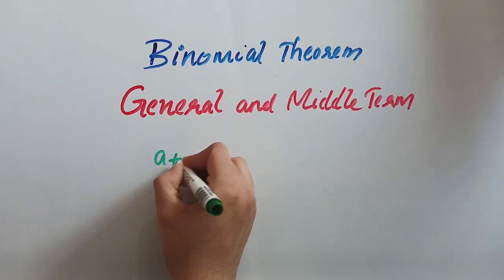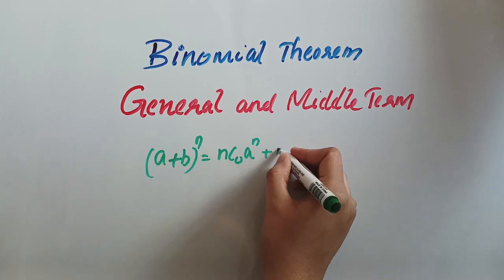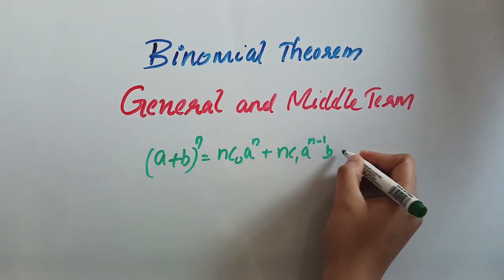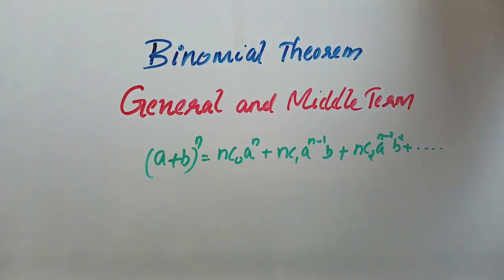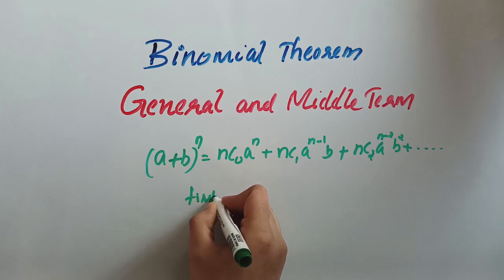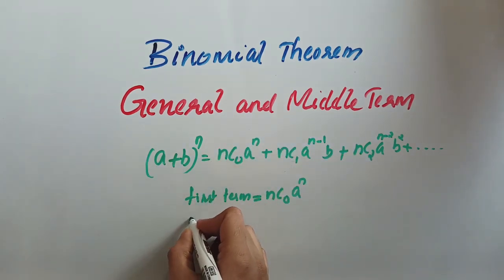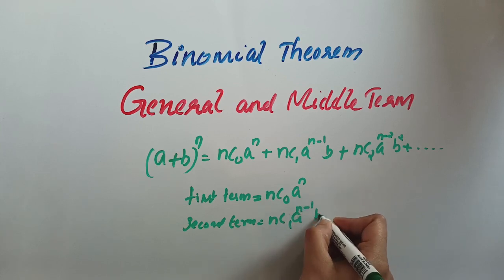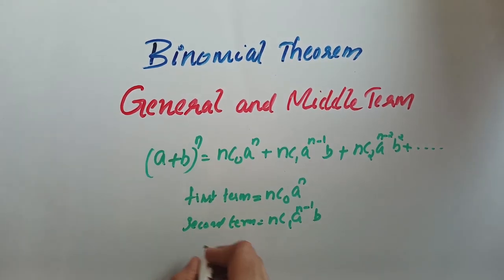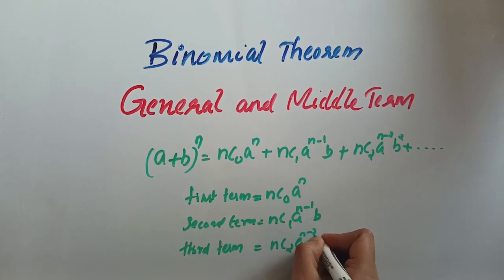We know that the binomial expansion of (a plus b) raised to n is equal to nC0 a raised to n plus nC1 a raised to n minus 1 into b plus nC2 a raised to n minus 2 into b square plus etc. We know that the first term of this expansion is nC0 a raised to n. The second term is nC1 a raised to n minus 1 into b. And the third term is nC2 a raised to n minus 2 into b square.